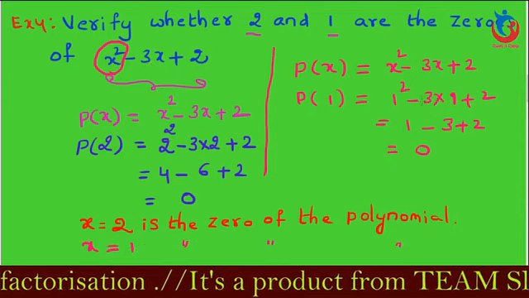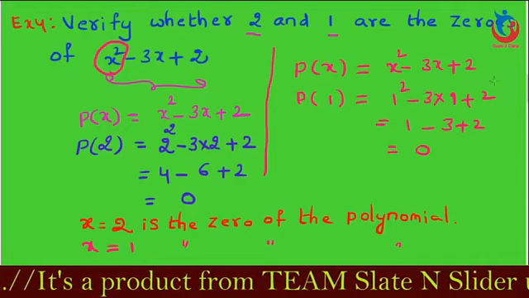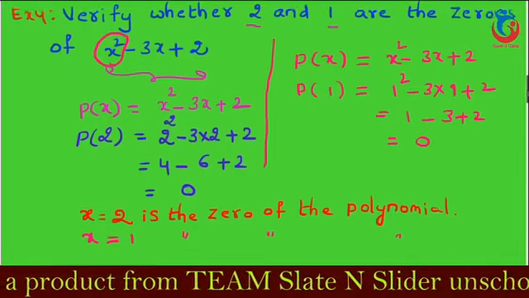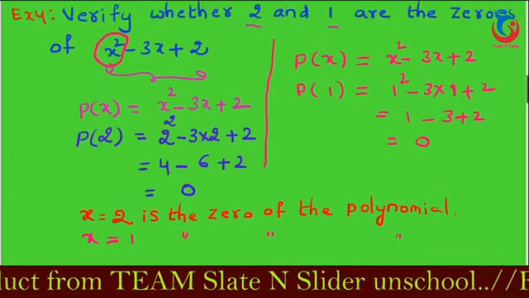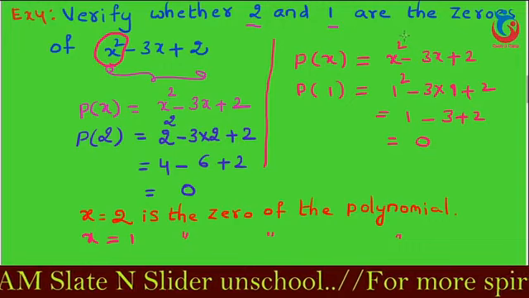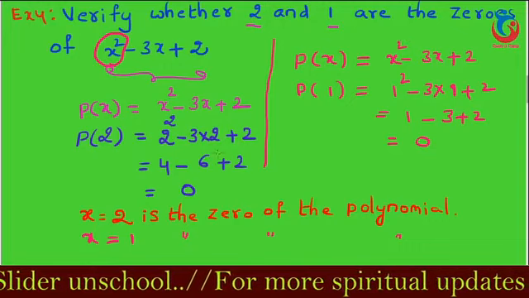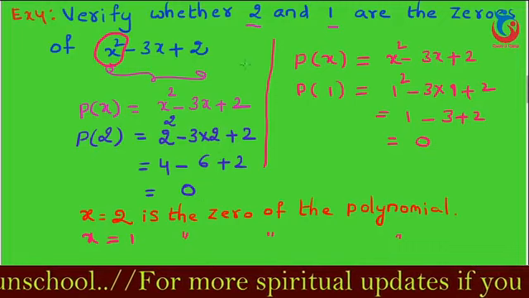Here, we did not find the roots. Sorry, we did not find the zeros. We are verifying, that's it. Already in the question itself, 2 and 1 are given as zeros. So we are checking whether they are zeros or not. By substituting these, if we get 0, that's why only these are called zeros.